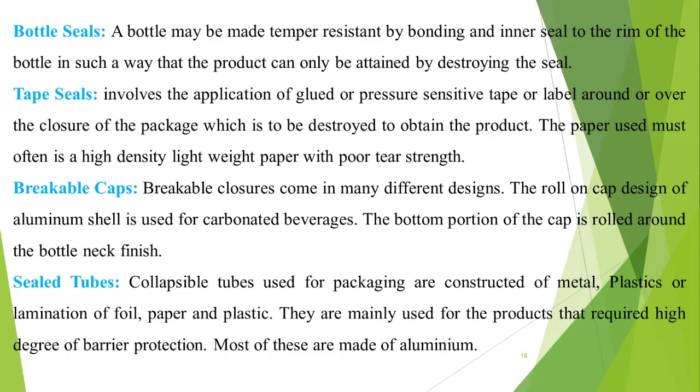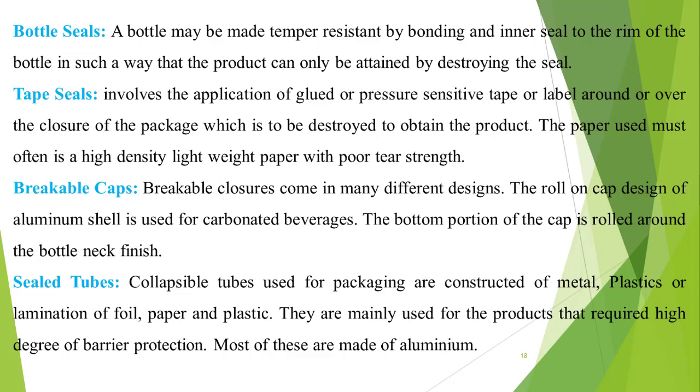Next is tape seals. In some products you will find that the complete container is covered with a cellophane, a transparent seal. That is called tape seals. It involves the application of a glued or pressure sensitive tape or label around or over the closure of the package, which is to be destroyed to obtain the product. The paper used most often is a high density lightweight paper with poor tear strength. So you will find that it is completely covered with a transparent sheet of paper. That is called tape seals.